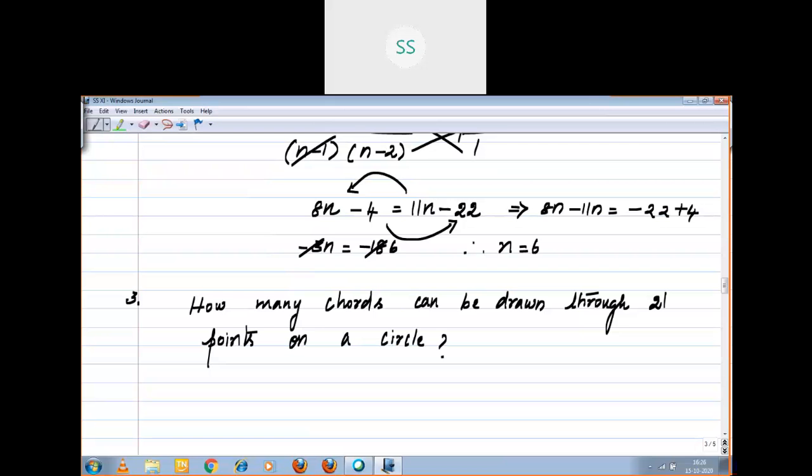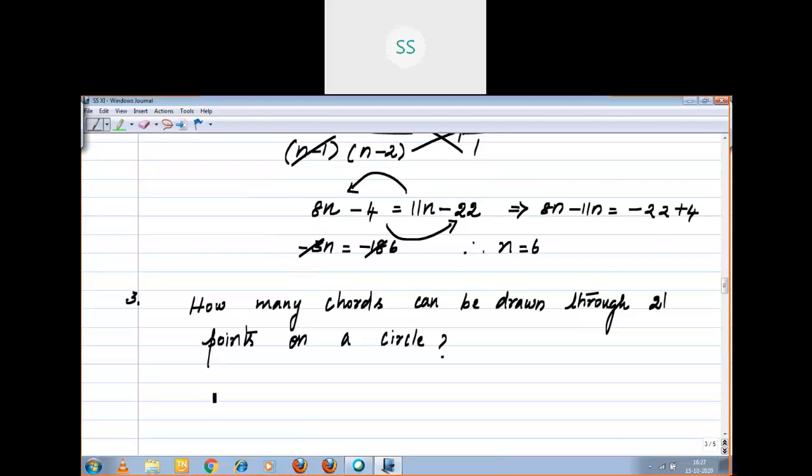A chord means a line segment, it divides a circle into two parts, one is a major segment and the other a minor segment. For a chord, how many points do you need? 2 points, right? A line segment has 2 end points, that you know very well, right? How many chords can be drawn through 21 points on a circle?